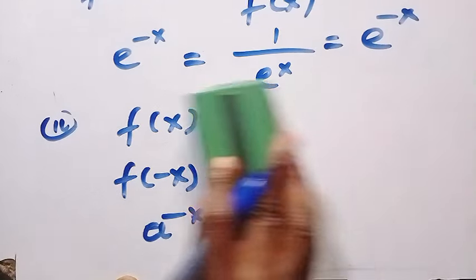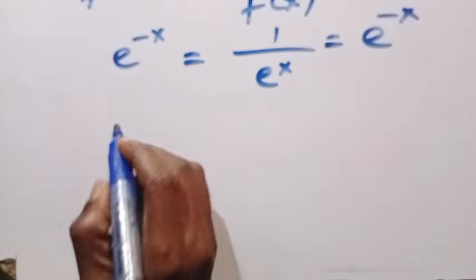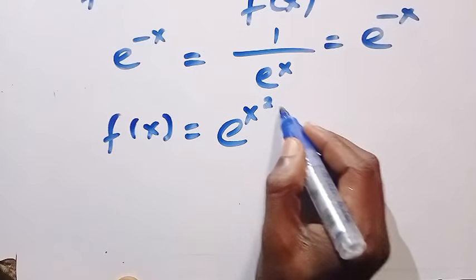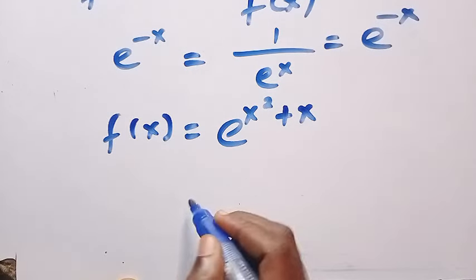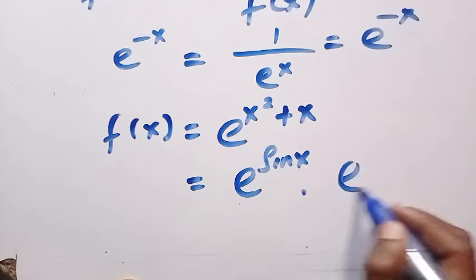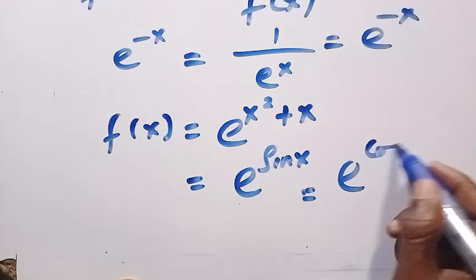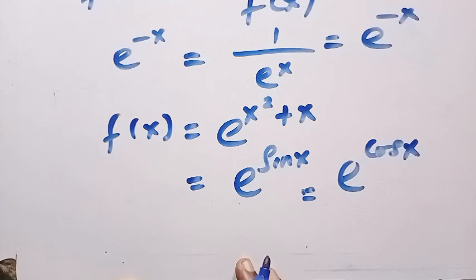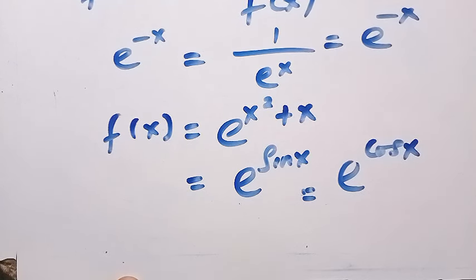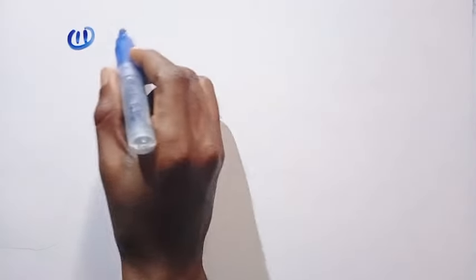In the case where we have f of x equal to e raised to power of, let's say, x squared plus x, it's also true for when we have e raised to power of sine x. It's true for e raised to power of cos x and any form of exponent that we might have. So let's test for another family of functions. Let's say we want to test for the odd functions.